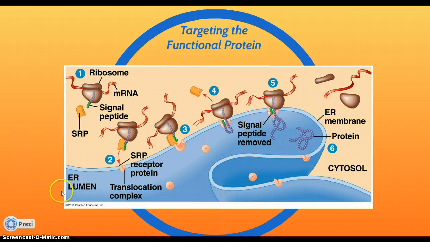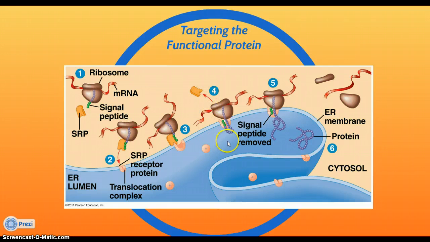Targeting the functional protein. During this process, a signal recognition protein, or an SRP, attaches to the signal peptide, which causes polypeptide synthesis to stop momentarily. The SRP then binds to a receptor protein on the ER membrane and leaves when the signal cleaving enzyme on the receptor signals its release.